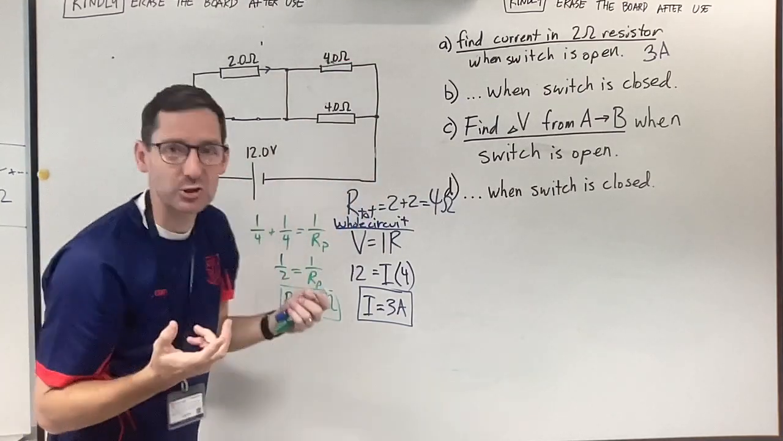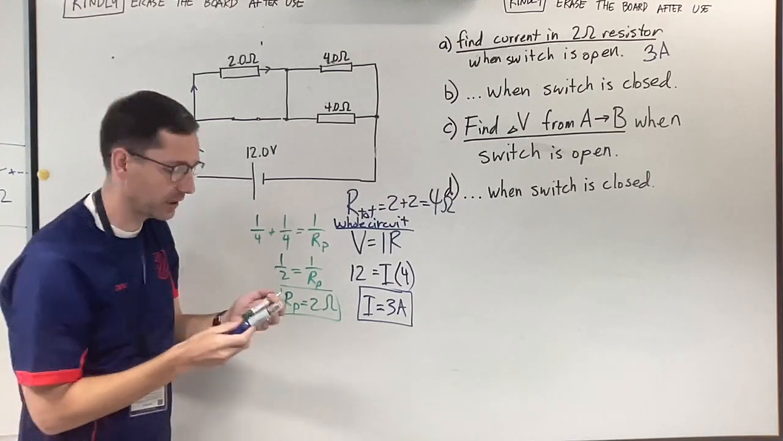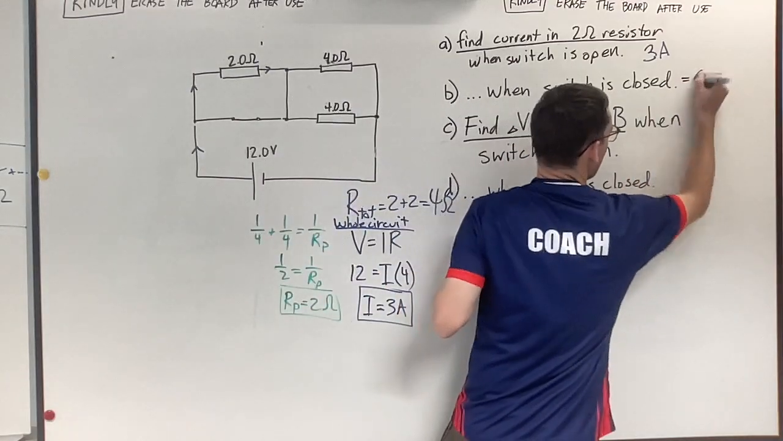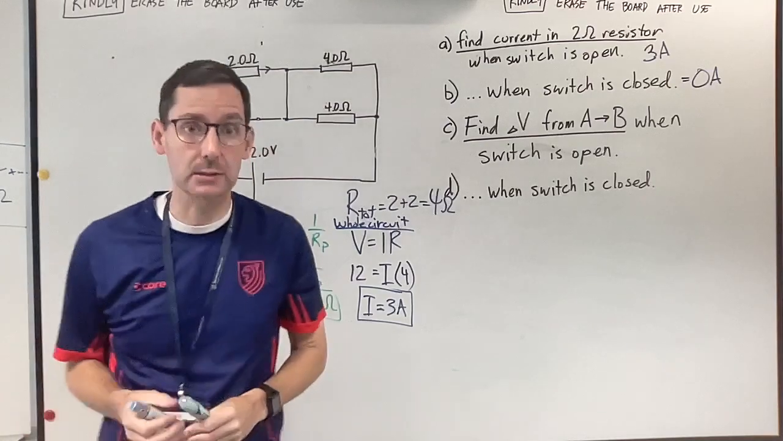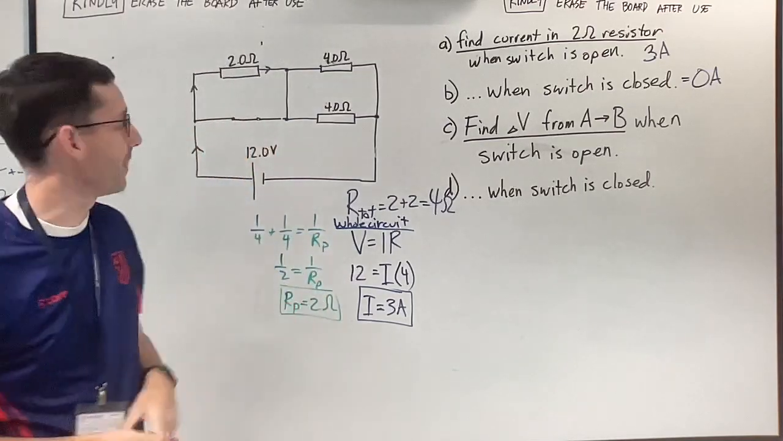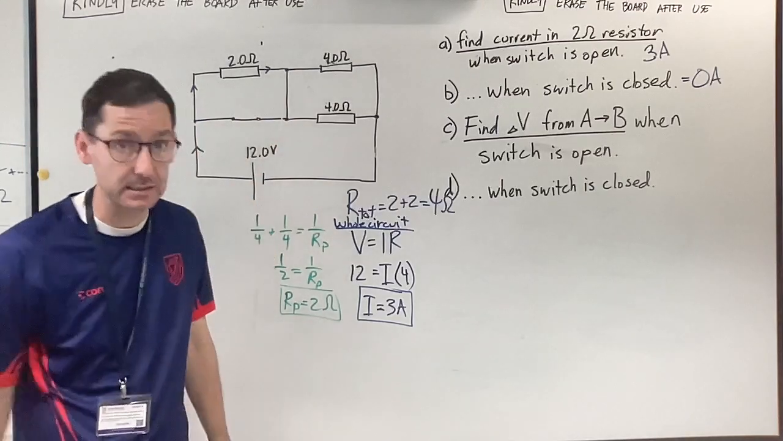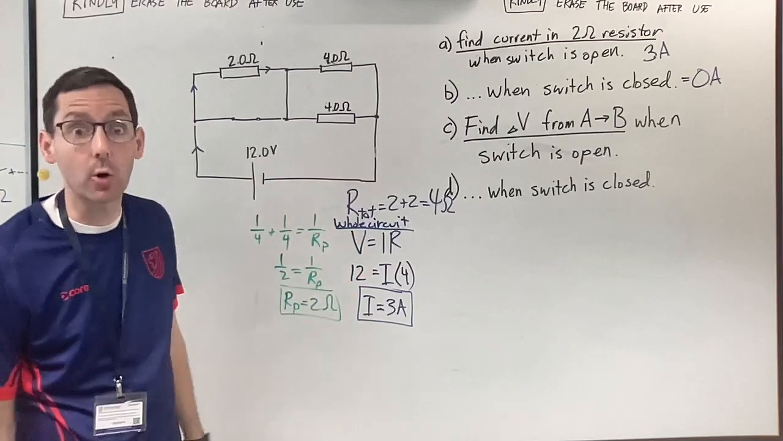And so the answer to how much current is going through the 2 ohm resistor when we close the circuit, well, my dear friends, 0. No current will go through the 2 ohm resistor. And that's because the current will naturally go the direction of 0 resistance. That's it. If there's 0 resistance, the current's all going that way.